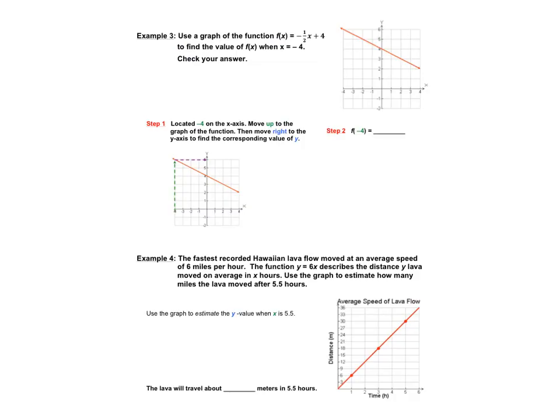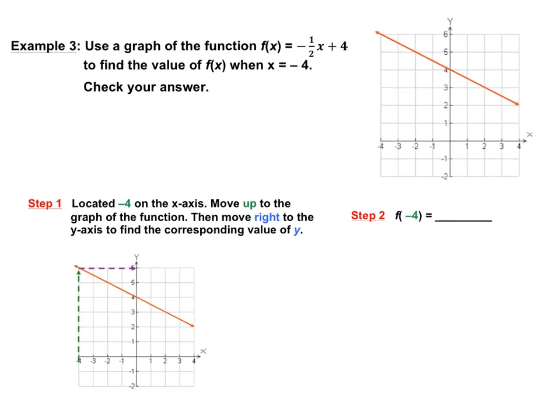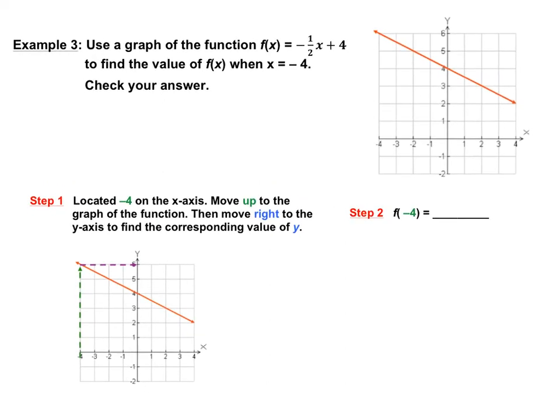Example 3, use a graph of the function f of x equals negative 1/2 x plus 4 to find the value when x equals negative 4. So the graph is already plotted for us, and it says when x is negative 4. Well, if I follow negative 4 up to the line, I know that f of x, or y, is going to be equal to 6. Now I can check that. So f of negative 4 should result in 6.